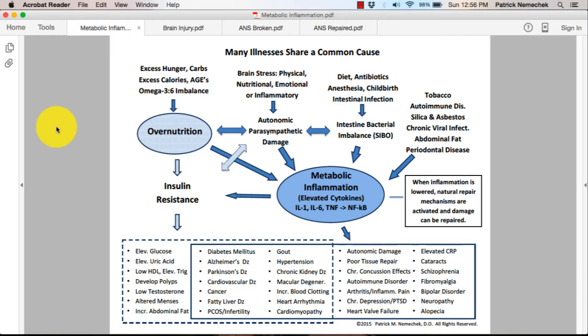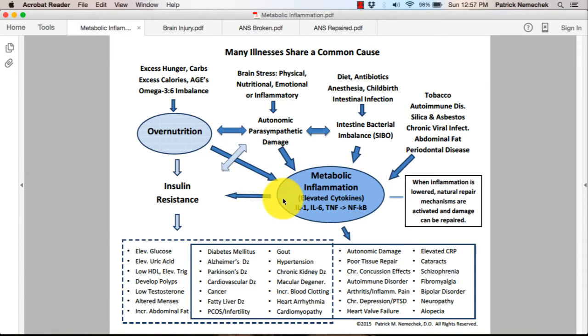What you're seeing in front of you is a matrix that I use to help me follow and understand a lot of the developing research. This sheet actually has its roots going back about 20 years in HIV disease and has since, in the last 10 to 15 years, morphed into a diagram that really helps people understand why so many of us are ill. Basically, what we're beginning to understand is this phenomenon called metabolic inflammation.